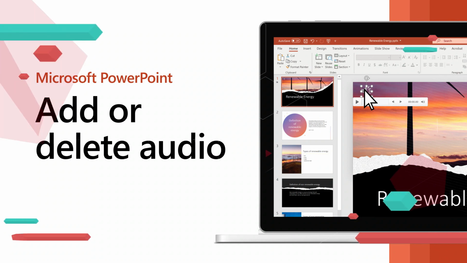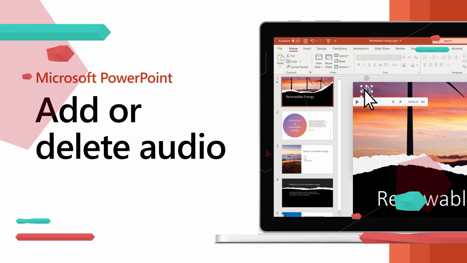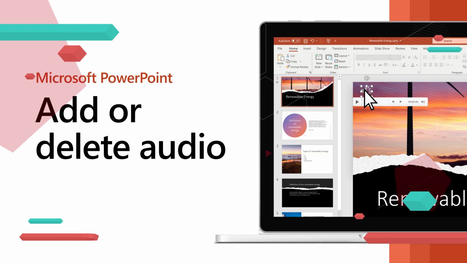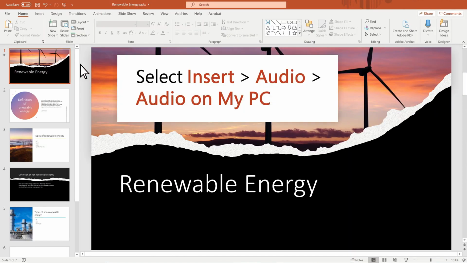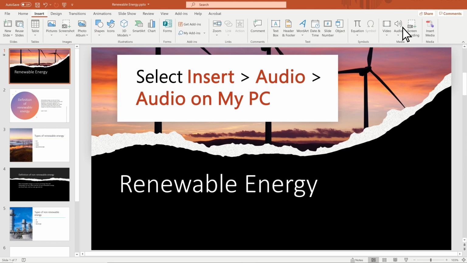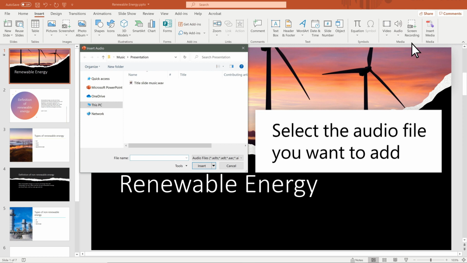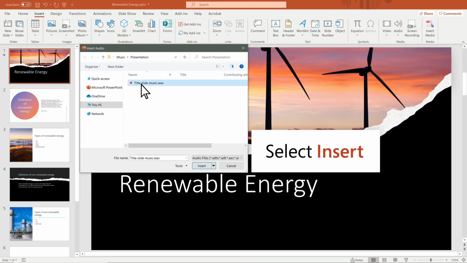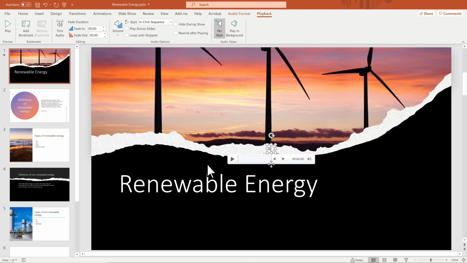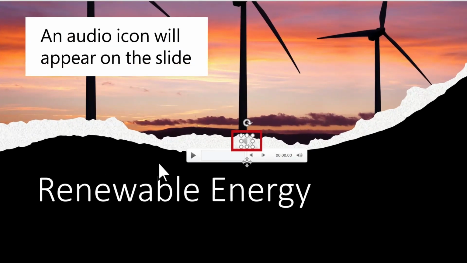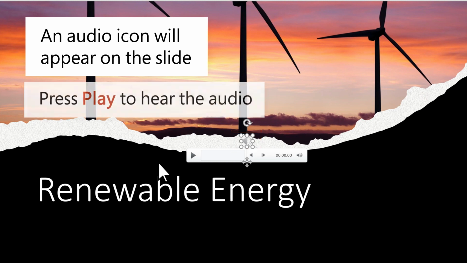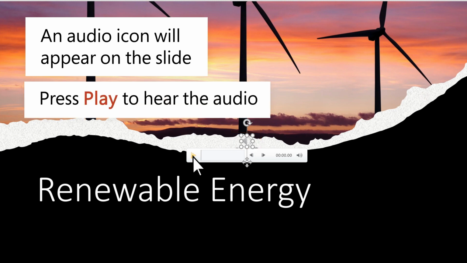Add audio, such as music, narration, sound bites, or even recordings to help your presentation stand out. Select Insert, Audio, Audio on my PC. Select the audio file you want to add. Select Insert. An audio icon will appear on the slide. Press Play to hear the audio.